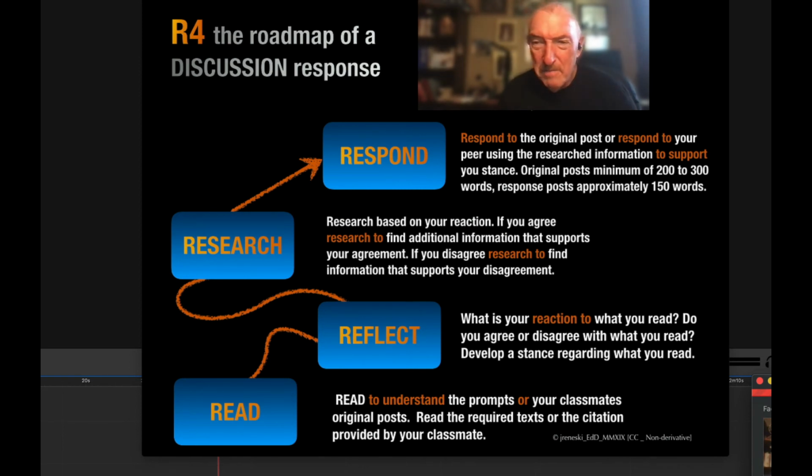You don't want to be nasty, but show off your research skills. Show how you can read and interpret above and beyond what everybody else in the class is doing.